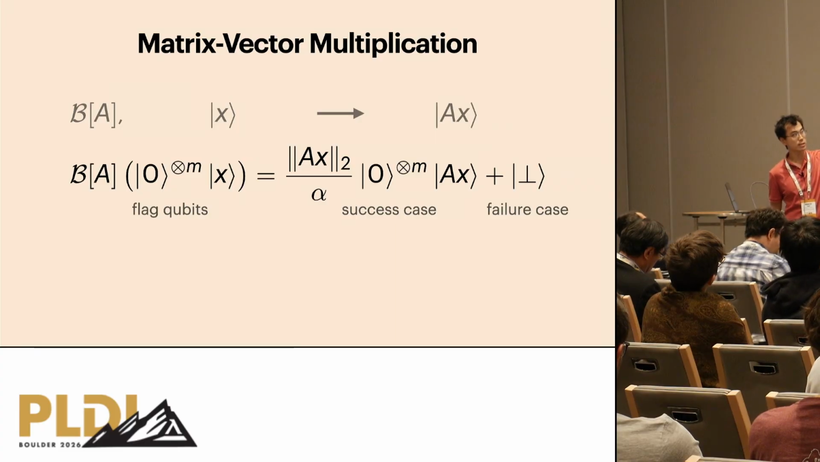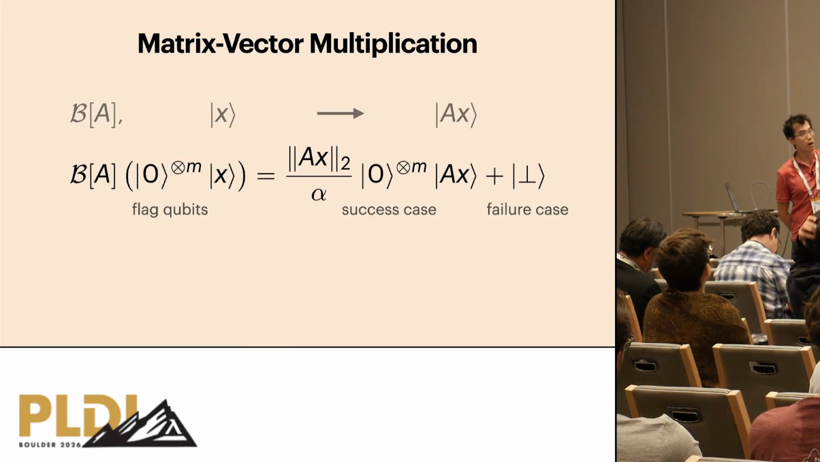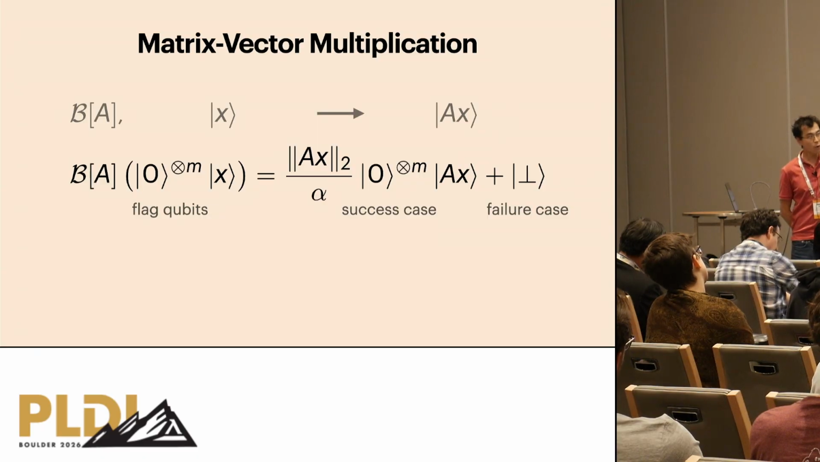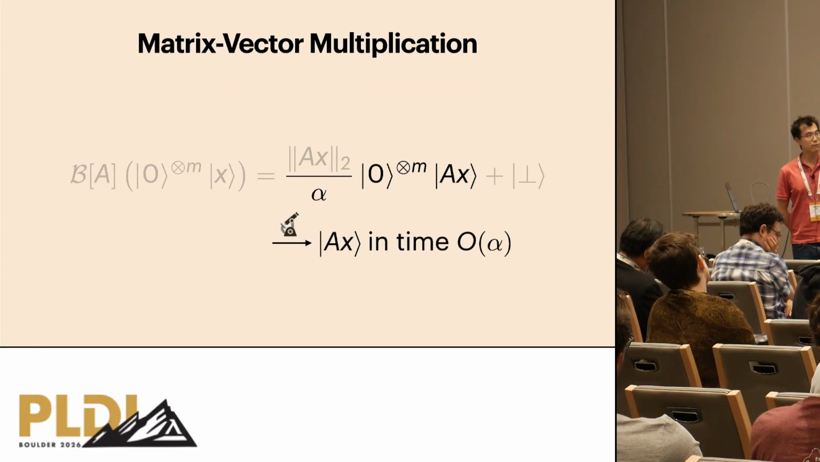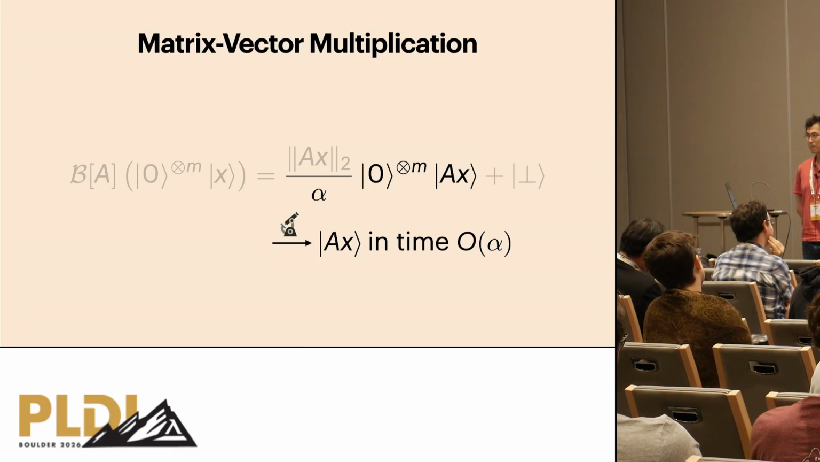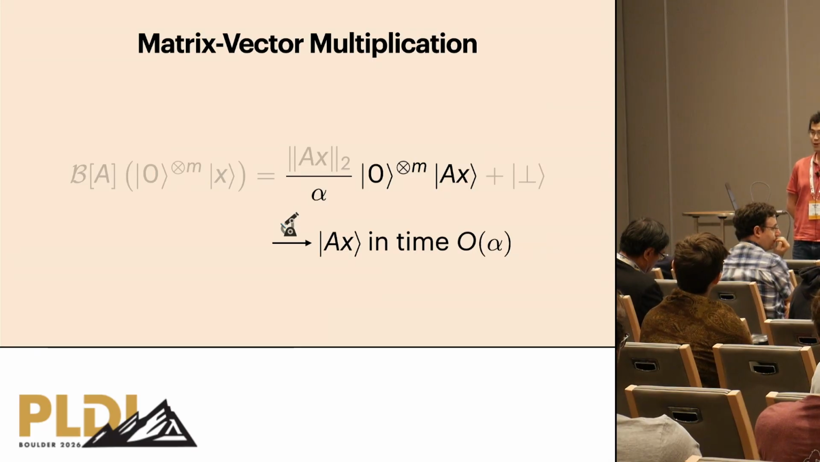It'll be either two things. It will either be Ax, along with our temporary qubits being 0, or our temporary qubits are not going to be 0, and we're going to get some garbage state that I'm going to denote bottom. We don't want that garbage state. We want to get rid of it, and the way that we'll do that is by performing a measurement. We're going to measure our temporary qubits. If they come back all 0, we know we're good. If they come back non-zero, we have to start over from scratch.